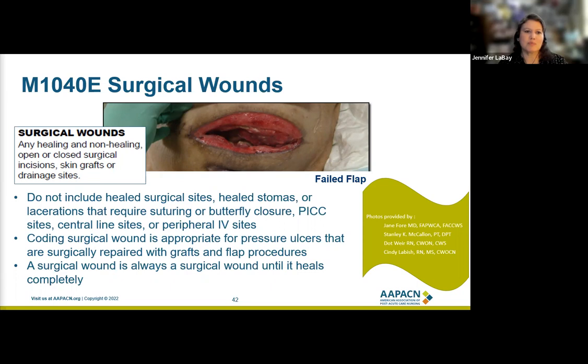Coding surgical wound is appropriate for pressure ulcers that are surgically repaired by grafts. So if you have a staged pressure ulcer that is repaired by a graft, that is now a surgical wound. And even if that graft fails, it's not going to revert to a pressure ulcer. It's going to continue to be a surgical wound until it heals.